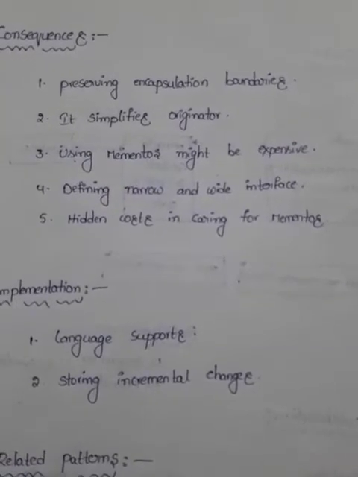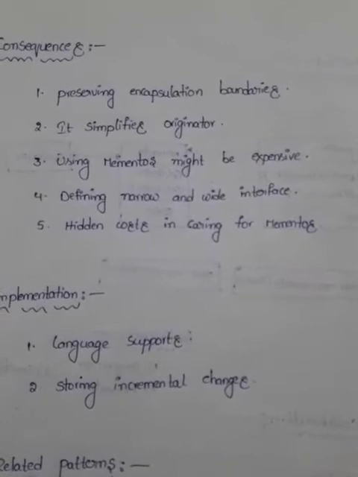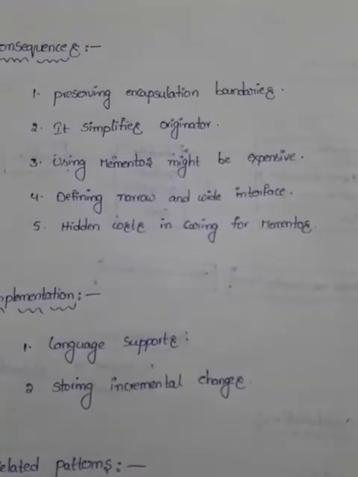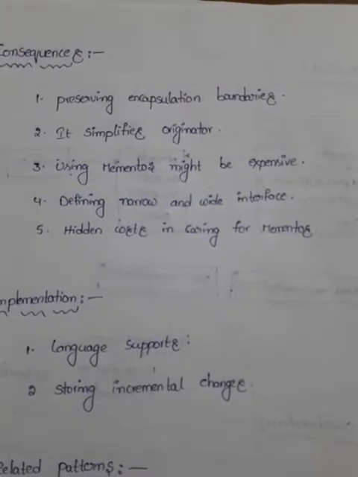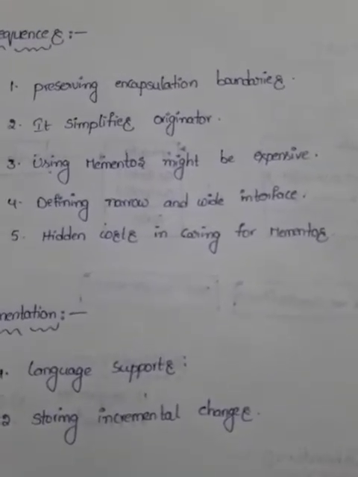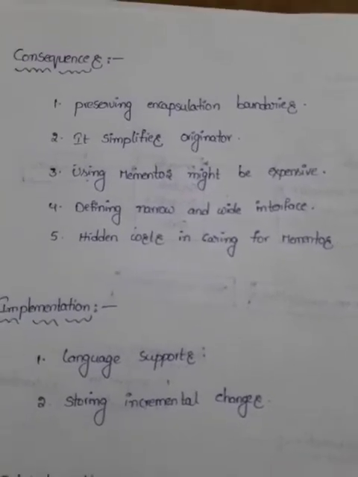So these are the 5 consequences that we can speak of under our memento pattern. The first one is preserving encapsulation boundaries. It simplifies the originator. Using mementos might be expensive. Defining narrow and wide interfaces. And hidden cost in caring for mementos. So these are the consequences.